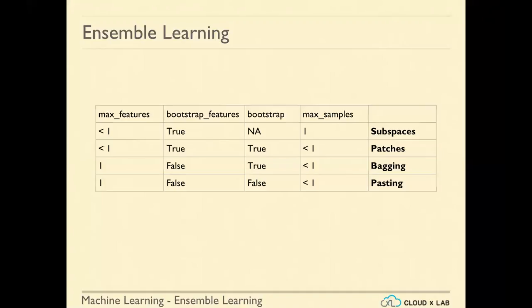This table would give you a better idea. Here, if we have pasting, that means max samples were less than 1 and bootstrap was false. We talked about bagging and pasting, right? For pasting, we did not bootstrap, correct? We said bootstrap equals false, while the max features were 1, so all of the features were picked up. The bootstrap features were false, as in don't bootstrap. And in the case of bagging, we said max samples was less than one, while bootstrap was true, and we picked up all of the features, 1.0.